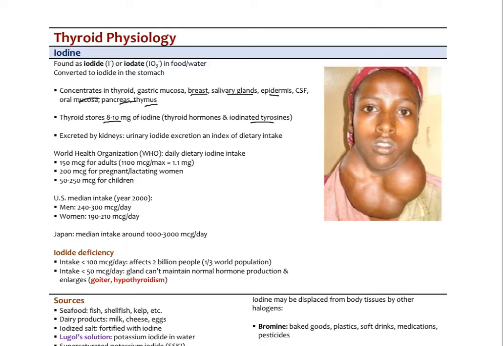And iodine is then excreted by the kidneys, and so we can actually use the urine iodide excretion as an index for dietary intake. Because it's almost entirely excreted by the kidneys, we can get a really accurate estimate of dietary intake based on the urine levels of iodine. So that's probably the most accurate test.